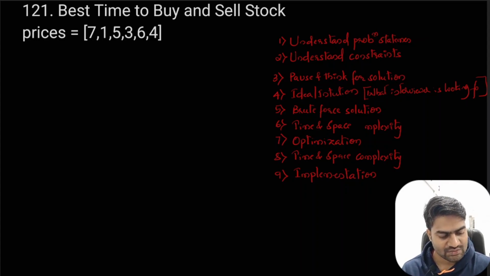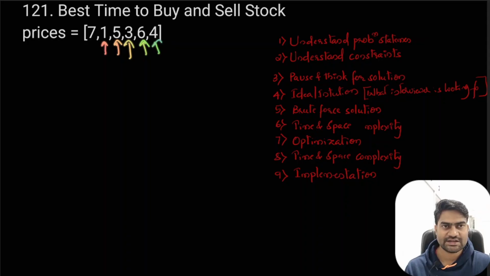Okay, so here I have the prices. This is the price of a stock on day 1. This is on day 2. This is on day 3, day 4, day 5, and day 6. Now we can buy the stock on any day and we will have to sell the stock on the upcoming days, not the day before that particular day.